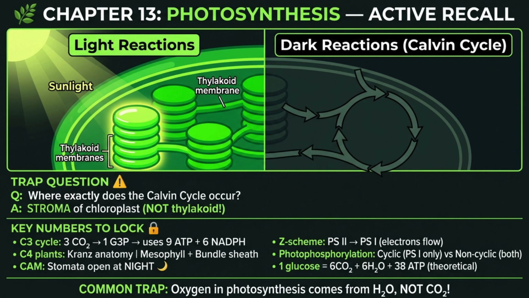First, active recall. Close your eyes and tell me, where does the Calvin cycle happen? If you said thylakoid, that is a trap question NEET loves to test. The answer is the stroma. The thylakoid is for light reactions only.